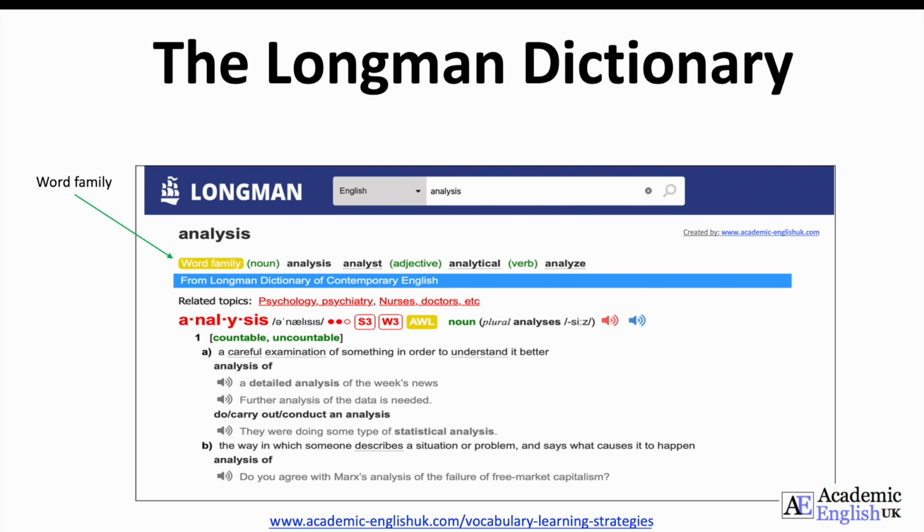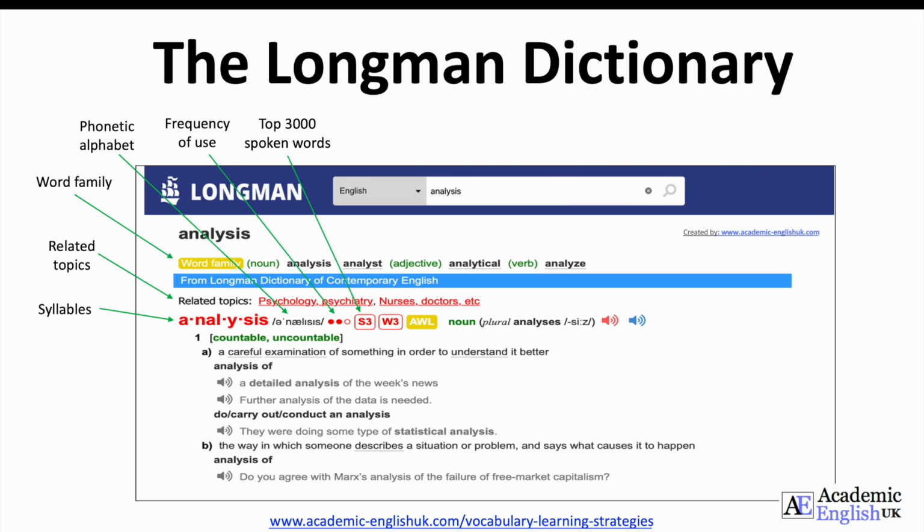What's really nice about this dictionary is it provides the word family or word forms of the noun analysis, as you can see the adjective and verb forms. It also suggests related topics here, and here it divides the word into syllables and provides the phonetics. These 3 dots indicate its frequency of use, with 3 dots meaning very frequent.